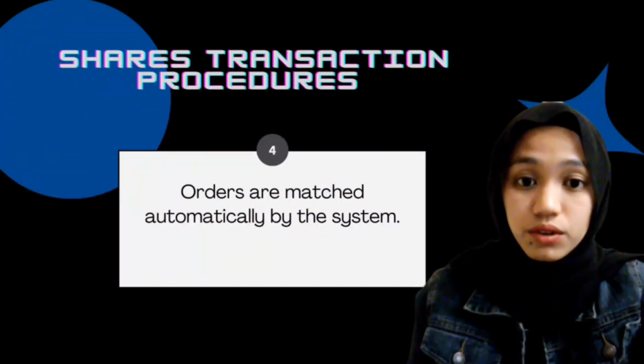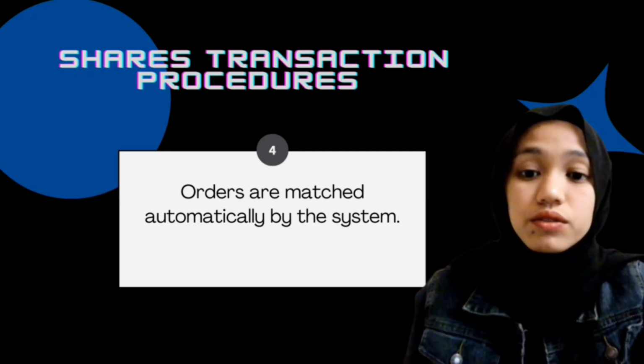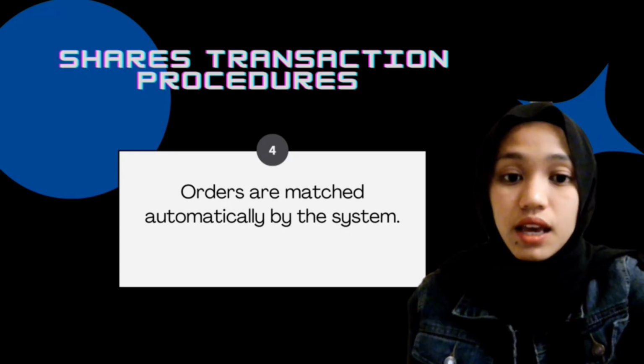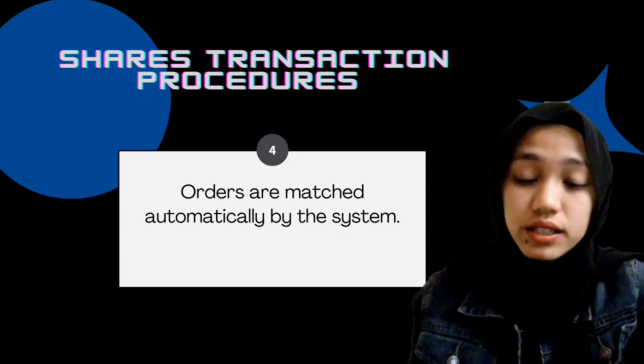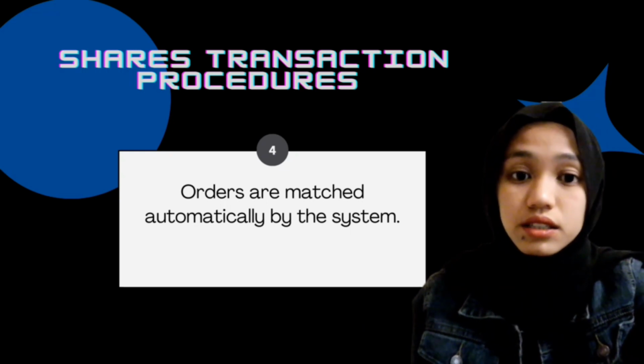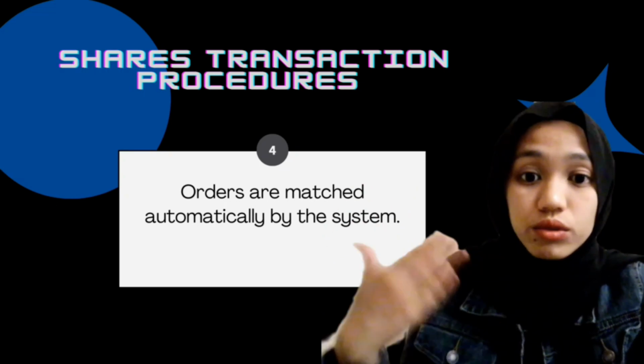Next, for step 4, the system automatically matches the orders. Through a series of bids and offers, market forces of supply and demand decide all prices at which orders are matched. In every transaction, a security is sold to the highest bidder and purchased at the lowest offer.